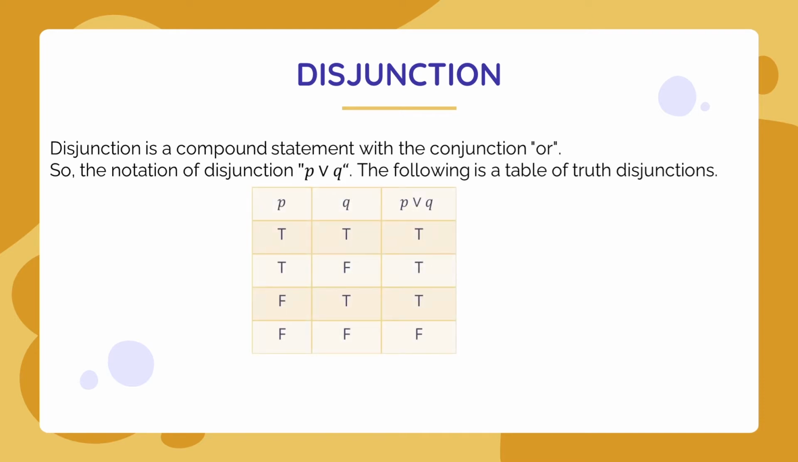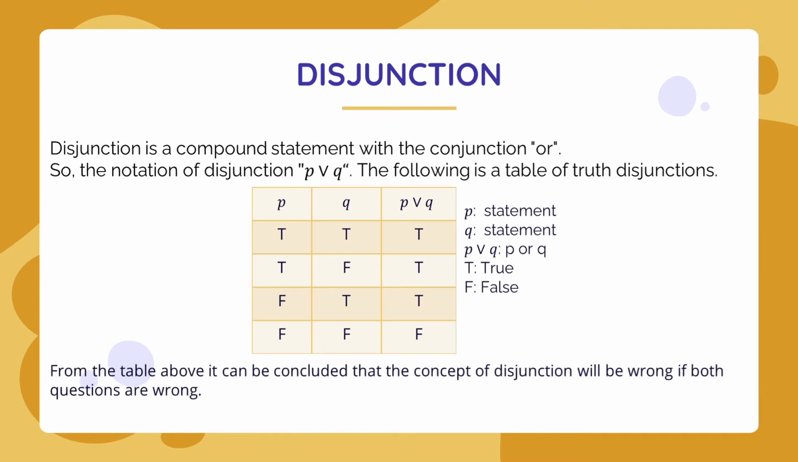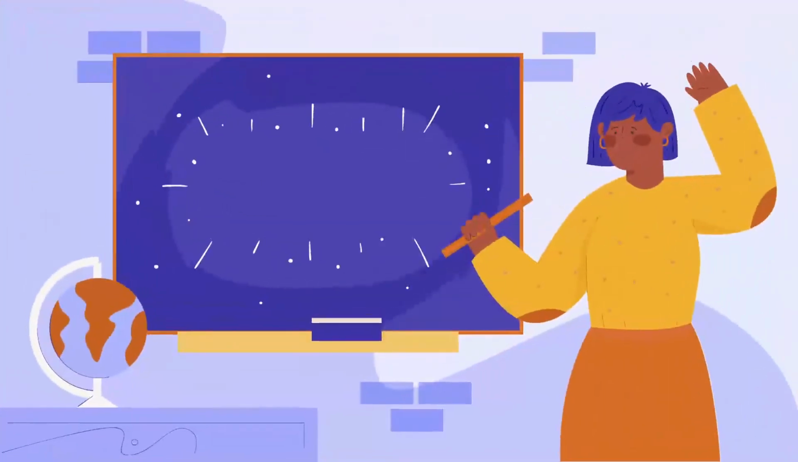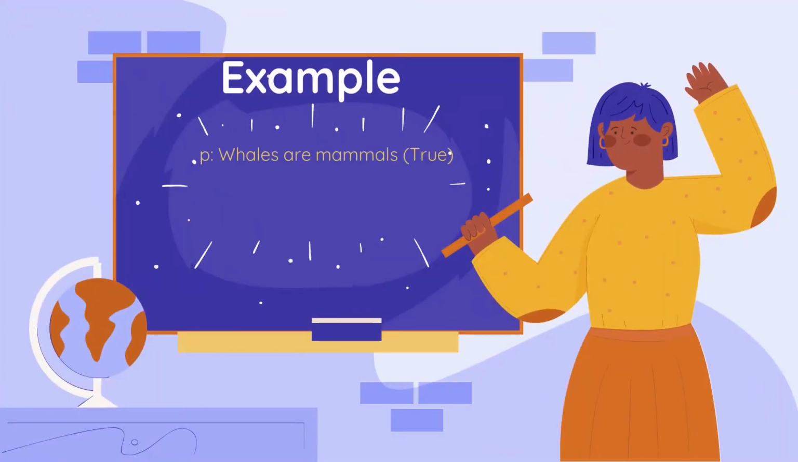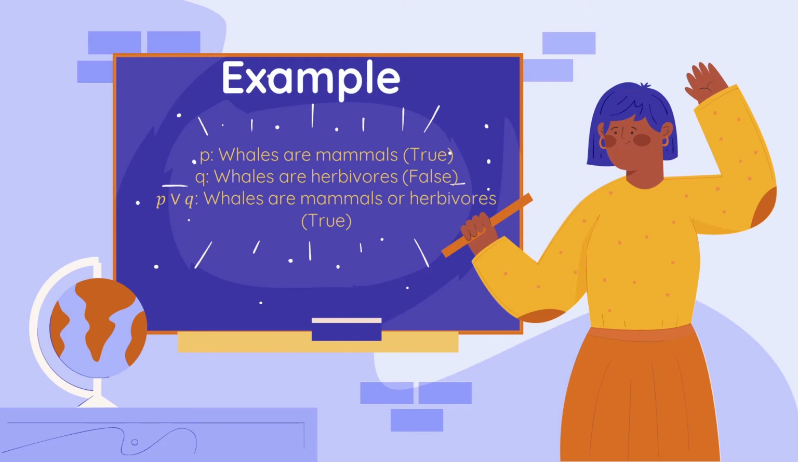On the slide is a truth table of disjunction. From the table on the slide, it can be concluded that the disjunction will be false only if both statements are false. For example, P: wolves are mammals. Statement is true. Q: whales are herbivores. Statement is false. Then P or Q, wolves are mammals or whales are herbivores. Statement is true.